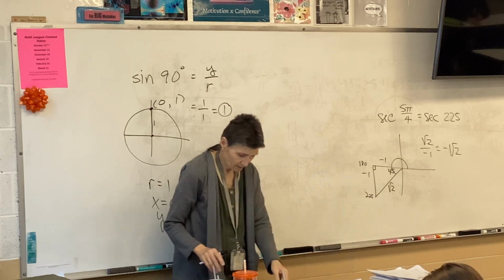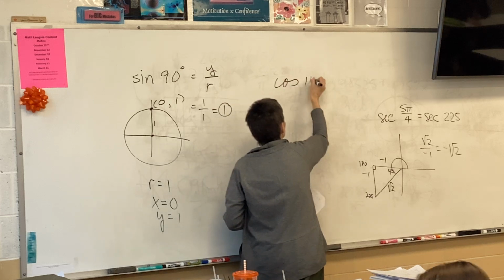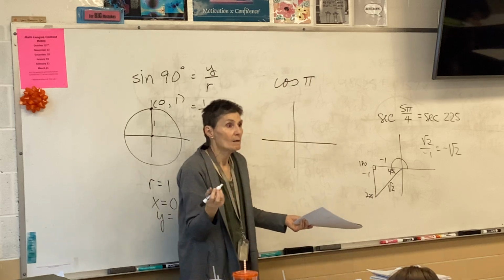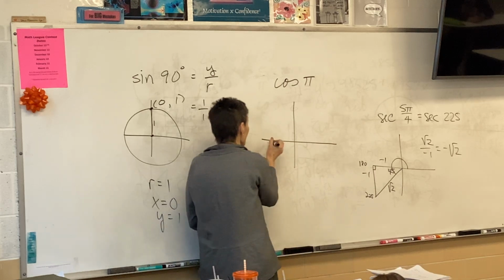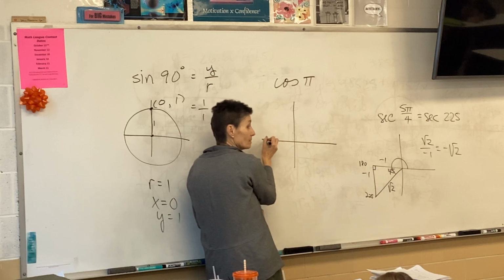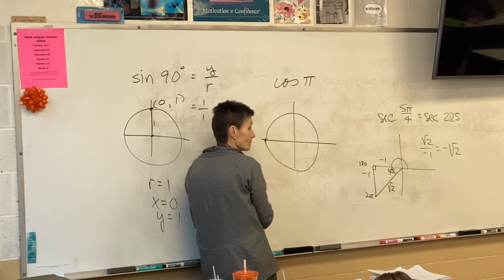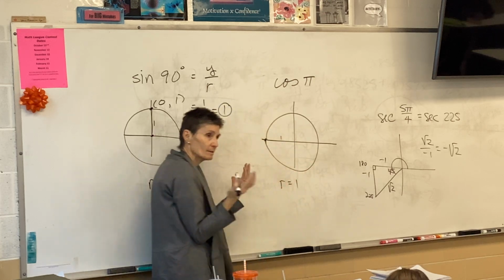Where did I put mine? Oh, here. Cosine pi. All right, where's pi? Well, first of all, what is pi? Pi radians is 180. And isn't 180 right here? Okay, it's on an axis, so I need a circle. I'm going to let the radius be 1, because that's the easiest.